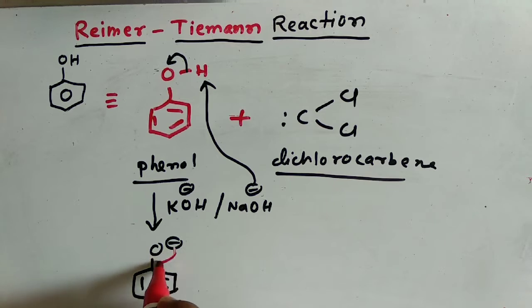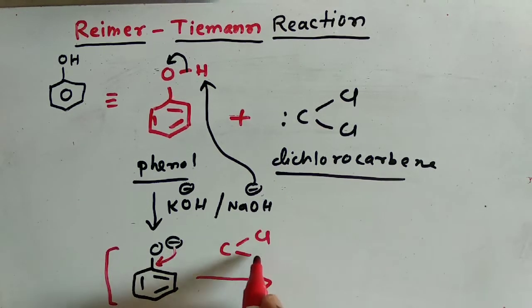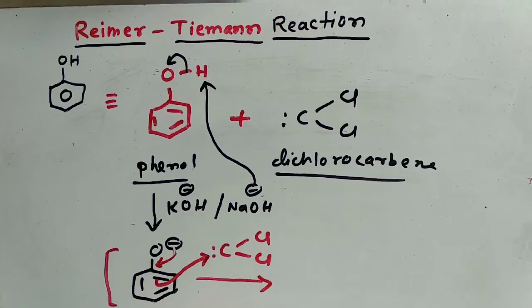Here it will be like this, and there is a negative charge, then this will be on this bond, and there will be another negative charge. So this is resonance stabilized. This is called the phenoxide ion. After this, dichlorocarbene will come and this kind of reaction will occur.